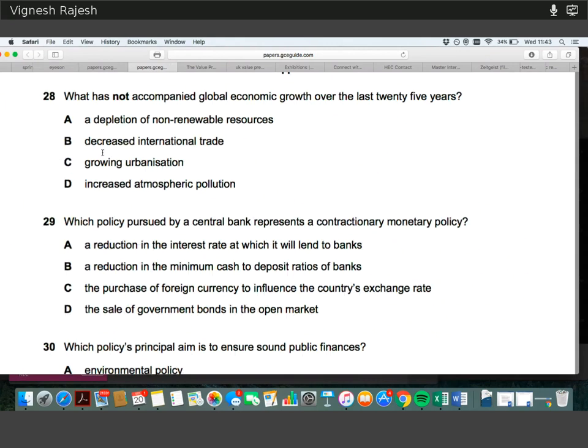28, this is actually pretty simple. We can just think historically: there's been a vast increase in the amount of fossil fuel consumption, just to power all this increased manufacturing and industry taking place across the globe. We have seen increased urbanization to do with this increased manufacturing, and there's been increased pollution. There's definitely not been decreased international trade. We've seen increased globalization and interdependence between countries. So it's actually the opposite. So the answer in this case is B.